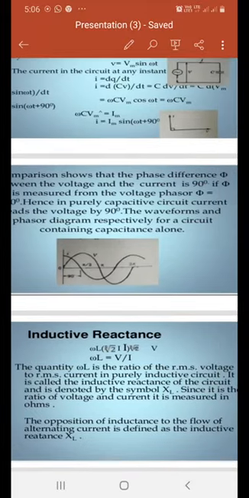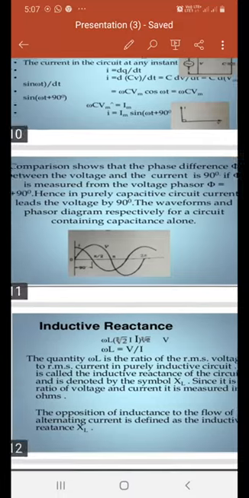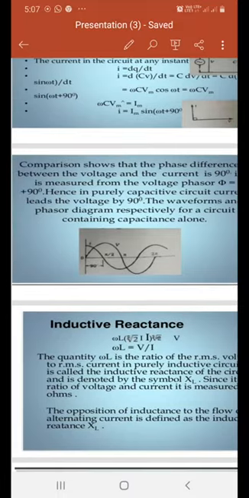Hence, we must understand and keep in mind that in a capacitive circuit, the phase difference is such that current only leads, not lags, for capacitance alone.